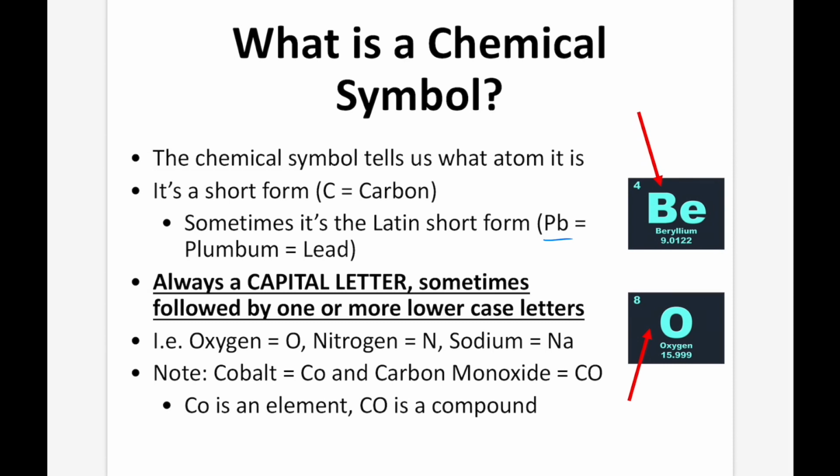It always starts with a capital letter and is sometimes followed by one or more lowercase letters. So you can see Be is capital B, lowercase e, whereas oxygen is just an uppercase O. So example, again, oxygen is just an O, nitrogen is an N, and sodium is an Na.